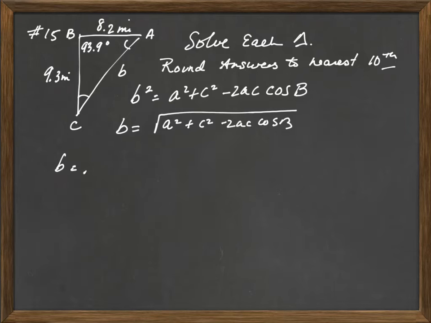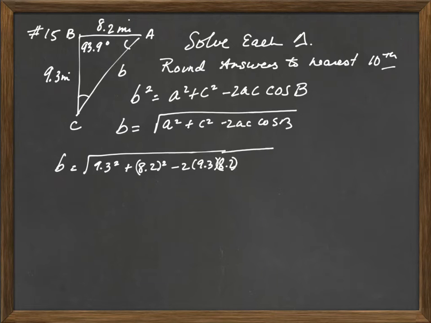So B is equal to the square root of, and you're obviously going to want your calculator, 9.3 squared plus 8.2 squared minus 2 times 9.3 times 8.2 times the cosine of 93.9 degrees. Put that all in your calculator and you get 12.8. And so that would be 12.8 miles. So you have B. And now let's go for the measure of angle C.